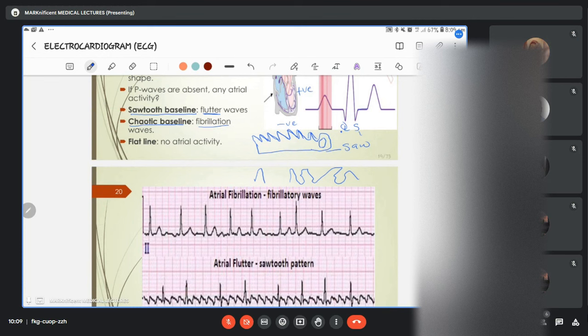And then if the P wave is not seen, it's just there on this flat line, that's the isoelectric line. It is not moving towards the positive side, just straight. That means the P wave is absent. That means there's no atrial activity.